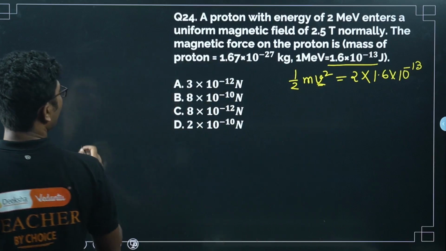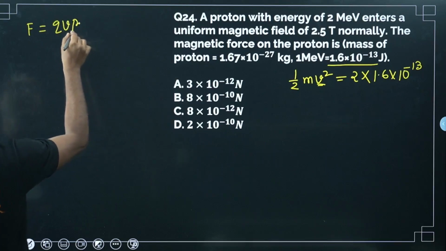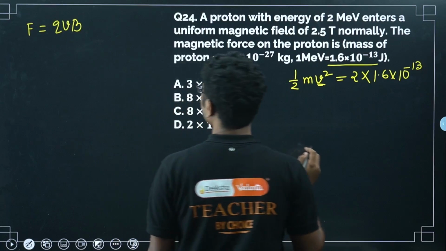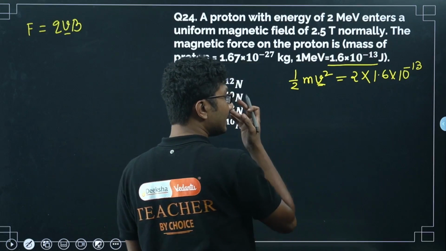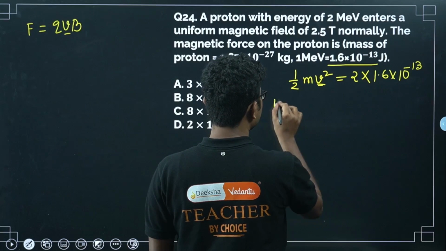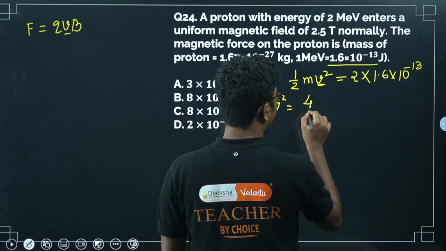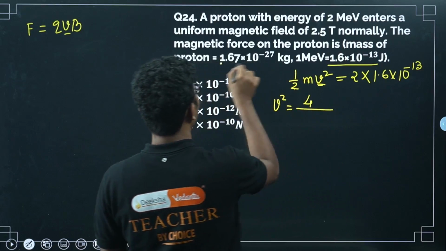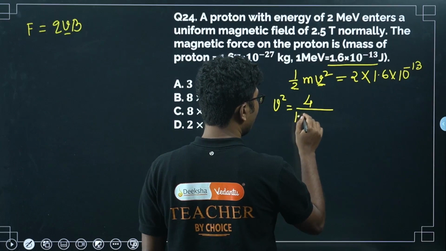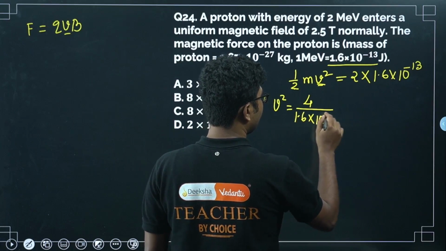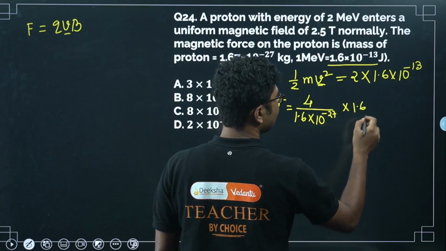We know that force is given by QVB. So the only thing we have to calculate is V. Q we know, for a proton it is equal to that of an electron, only positive magnitude. So V square will be equal to, this 2 will go up, 4 by m. So what is m? The value of m is given as 1.67 into 10 to the power of minus 27. It is intentionally given. You have to approximate it to 1.6 so that we can simply cancel it.